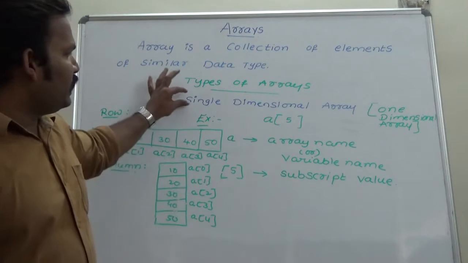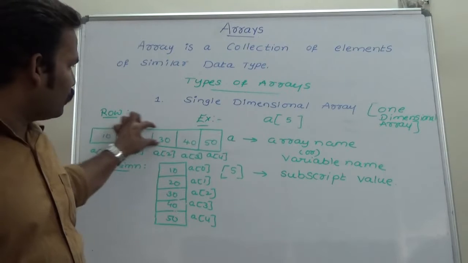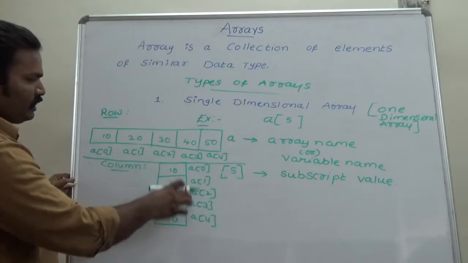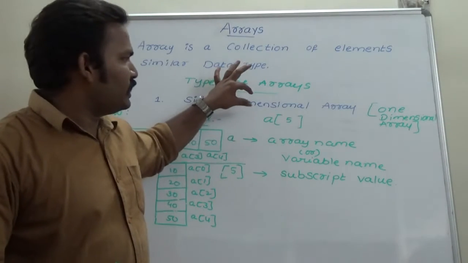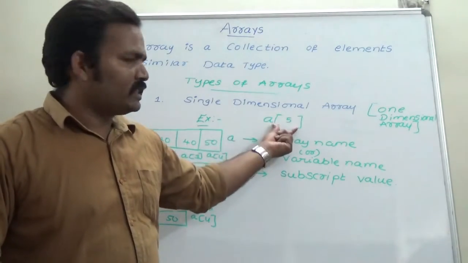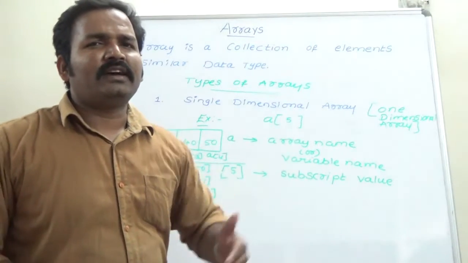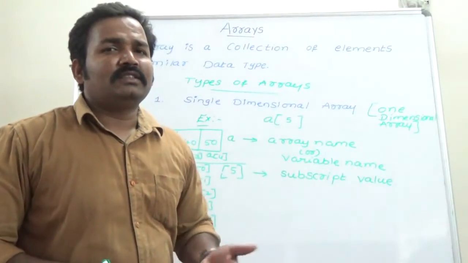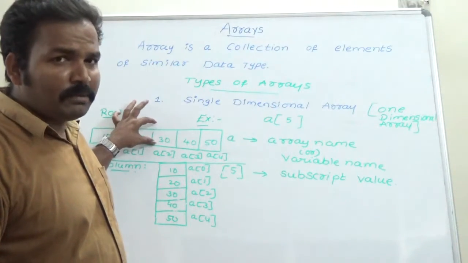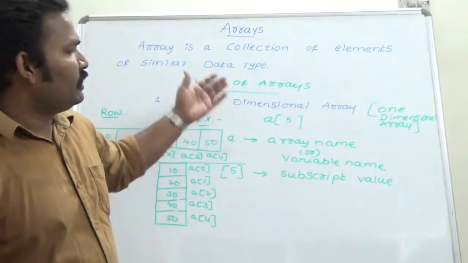So a single dimensional array can represent either a row or a column. A single dimensional array means it can be given one variable name and one subscript value. The array which consists of only one subscript is called a single dimensional array or one dimensional array. The dimension may be either a row dimension or a column dimension. So clear?